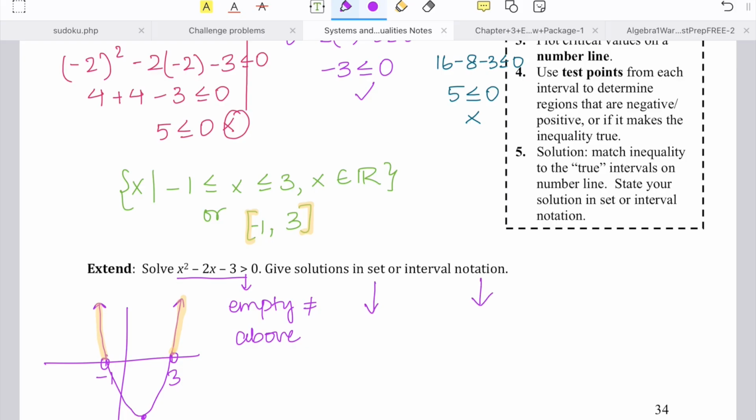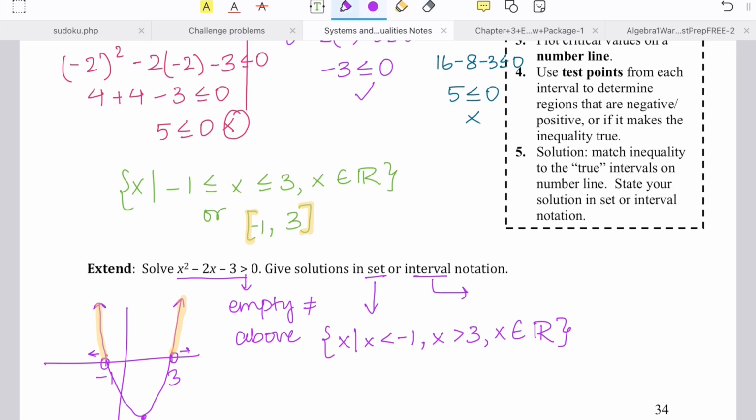So set is when you're using your curly brackets. So x such that x is less than -1 because we're going that way, right? And it is greater than 3 because we're going that way. x belongs to R. And your interval notation, don't mix these up.